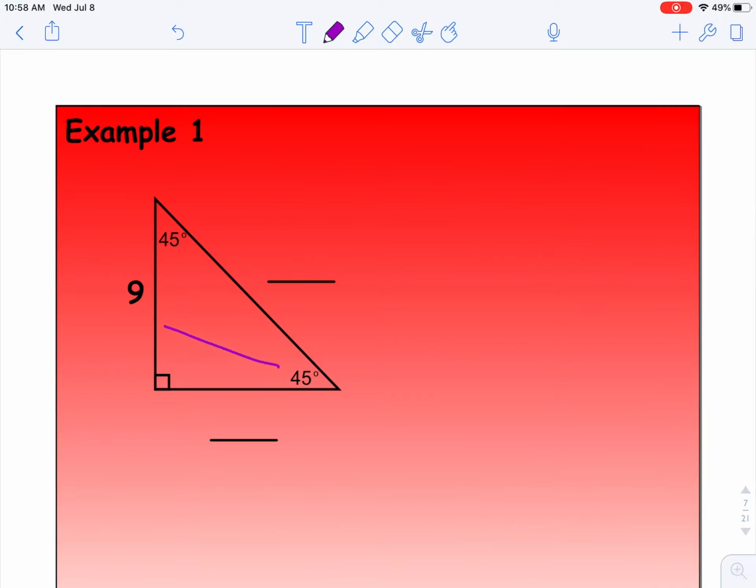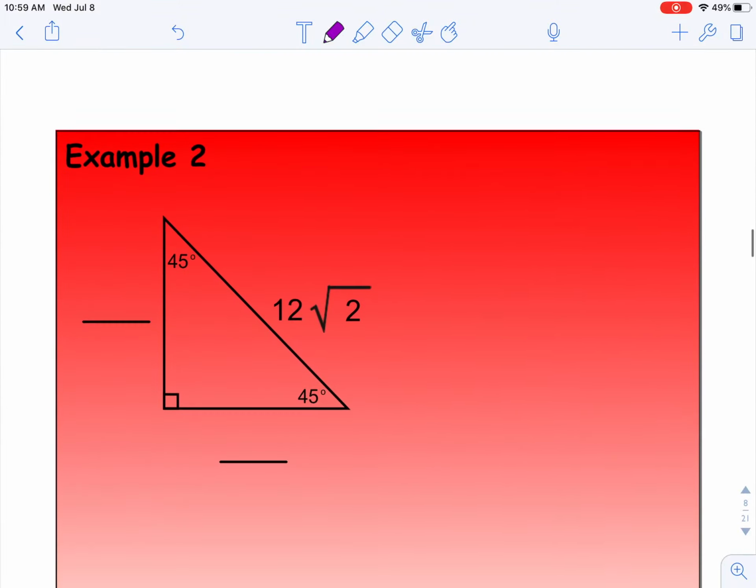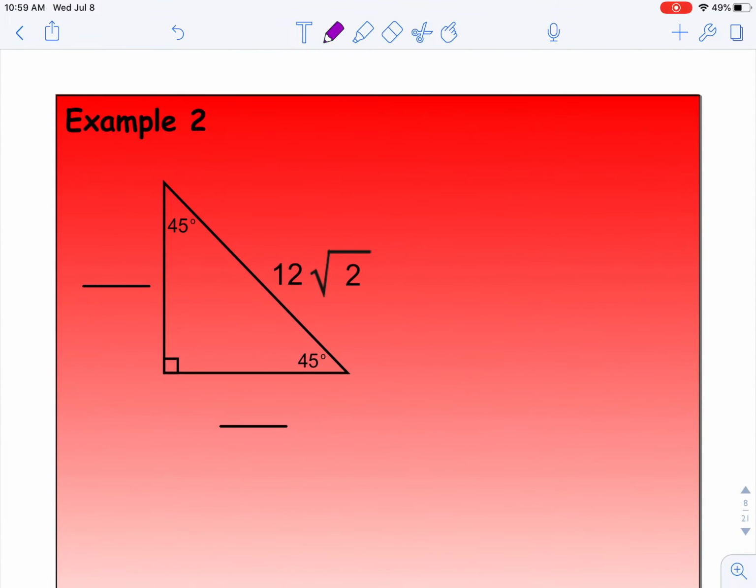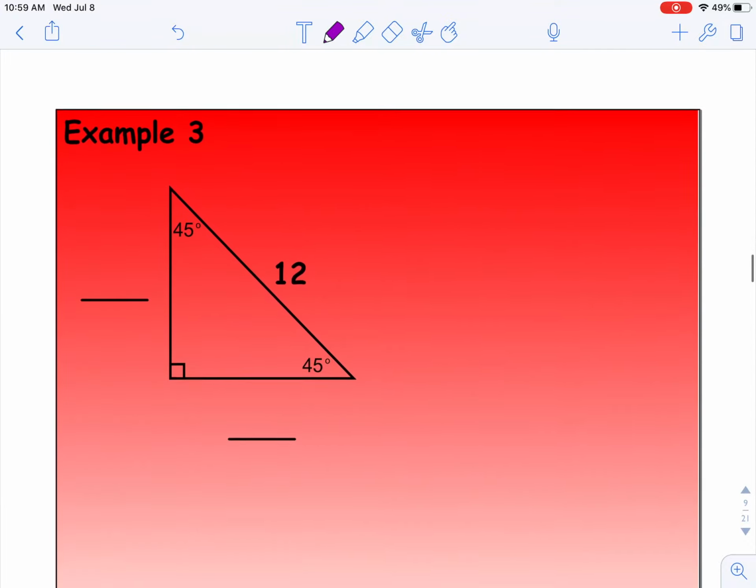So for example, in this one, again, the converse of the base angles theorem tells you that if those two angles are the same, the sides opposite them are the same. This is an isosceles triangle. So you get 9, 9, and this is going to be the square root of 2 times bigger. So now, again, we know that the hypotenuse is 12 square root of 2, so this would have to be 12 and 12.